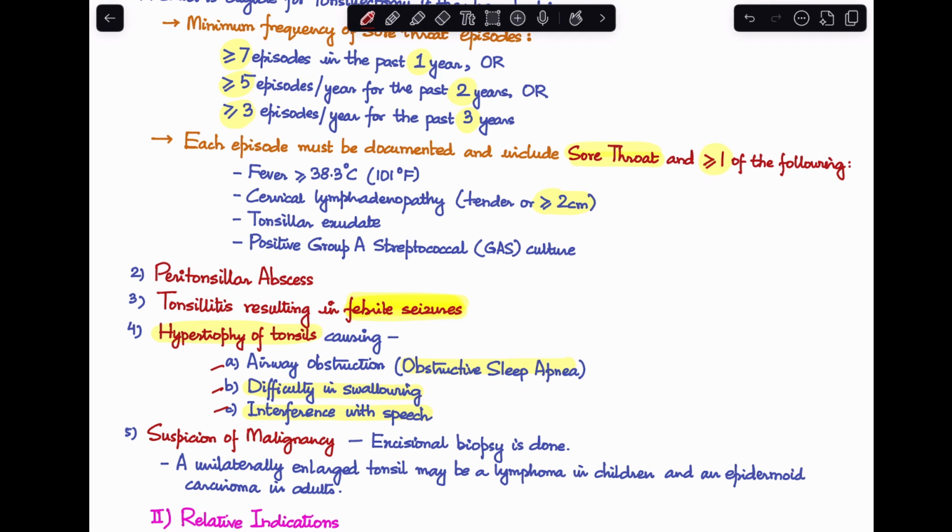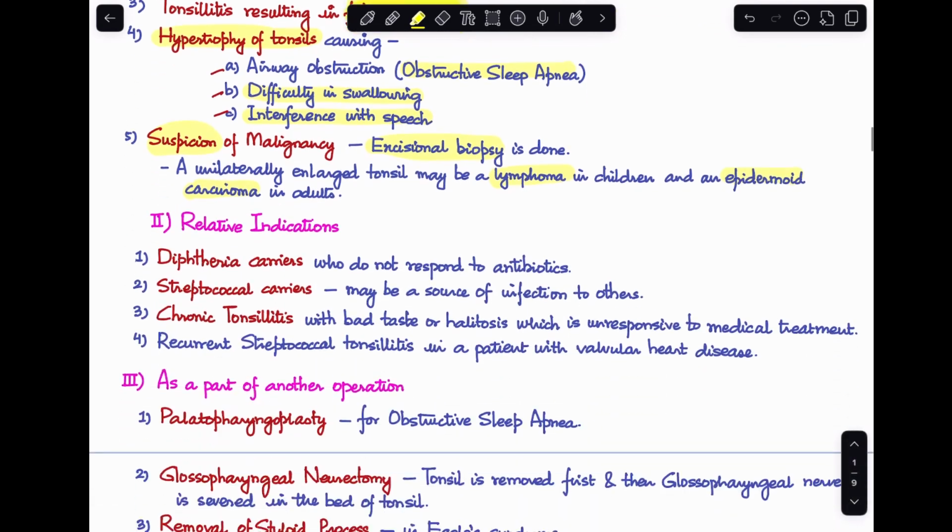And the last absolute indication is when you have a suspicion of malignancy. In this case, an excisional biopsy is performed. Usually, a unilaterally enlarged tonsil can be a lymphoma in cases of children and an epidermoid carcinoma in cases of adults. So, these are the 5 absolute indications for tonsillectomy.